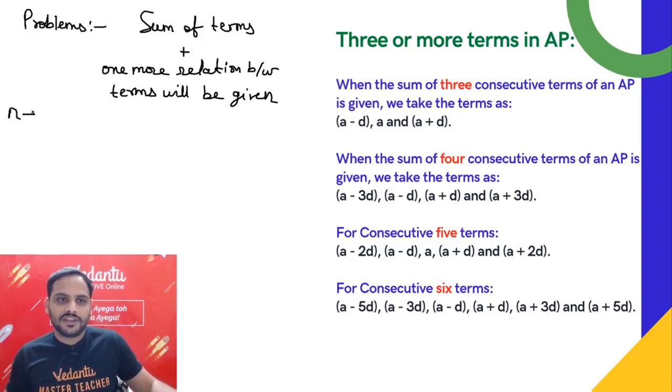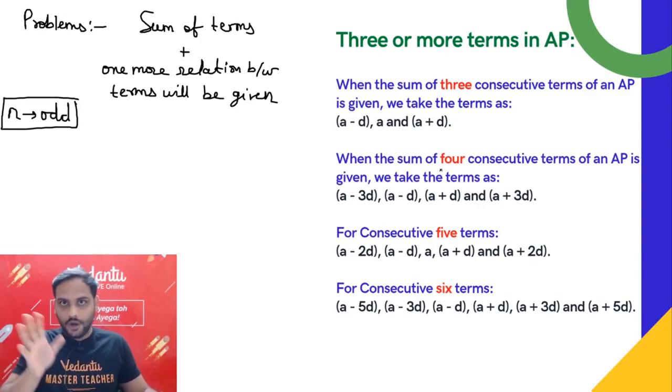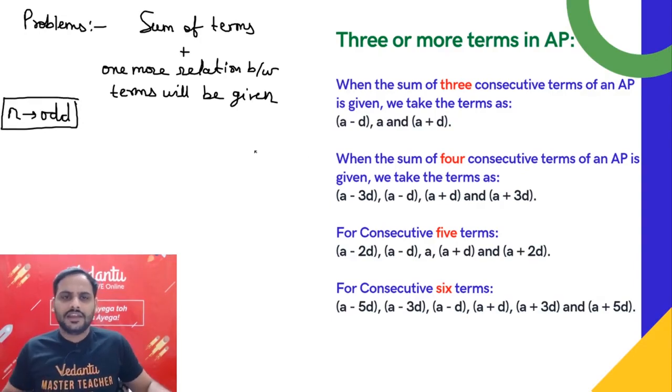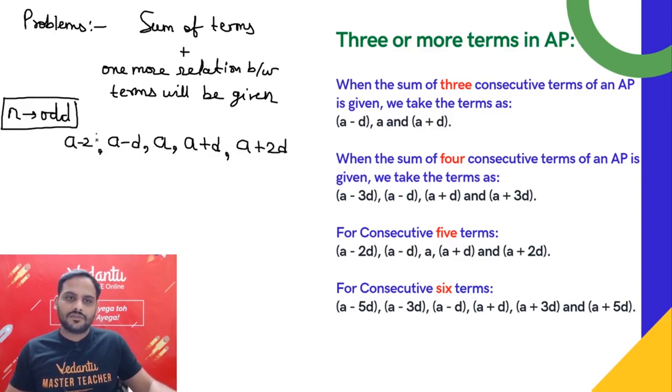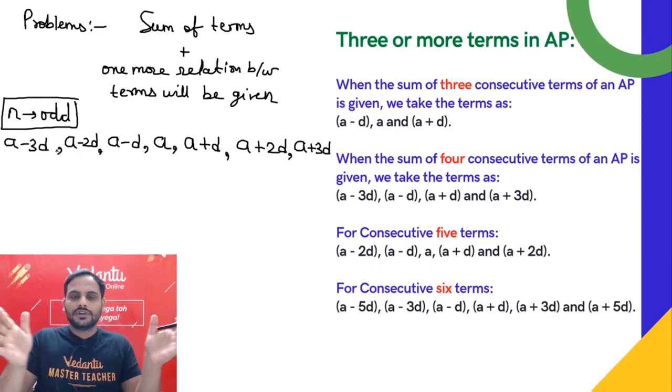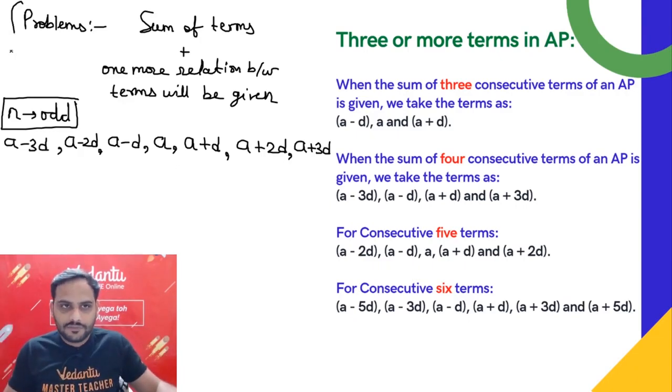Suppose the number of terms given to you is odd: 3, 5, 7. In that case, write the middle term as a, after that write a plus d, and before that write a minus d. For one more term, here write a plus 2d, here a minus 2d. So if 5 terms are given, these will be your 5 terms. If 3 terms are given, a minus d, a, a plus d will be your 3 terms. If you want 7 terms, add a plus 3d here, and a minus 3d here. This is how you will assume the terms of an AP for these types of problems.